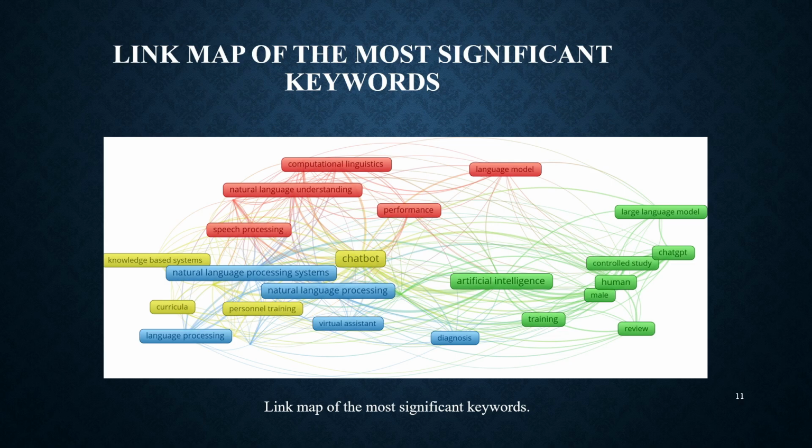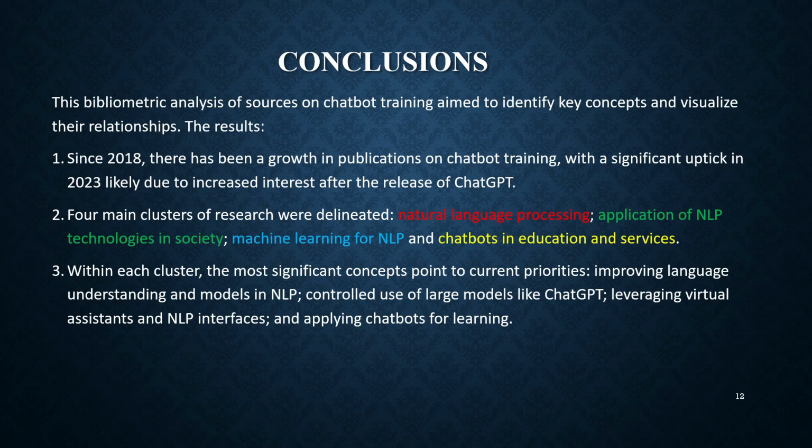Conclusions. The bibliometric analysis of sources on chatbot training aimed to identify key concepts and visualize their relationships. The results: first, since 2018, there has been a growth in publications on chatbot training, with a significant uptick in 2023, likely due to increased interest after the release of ChatGPT.